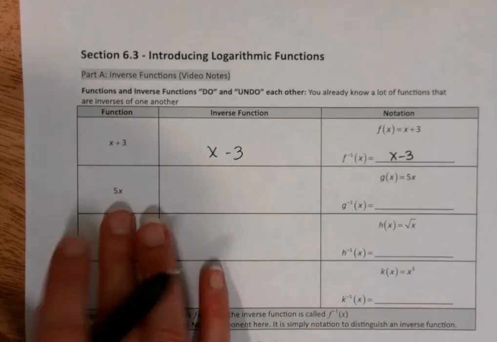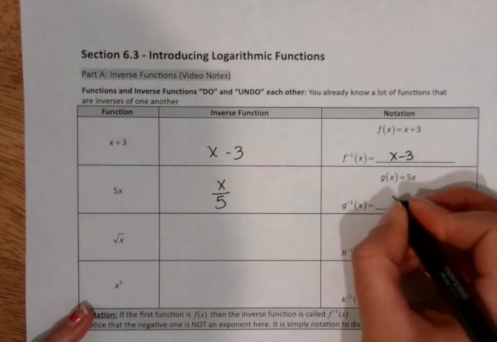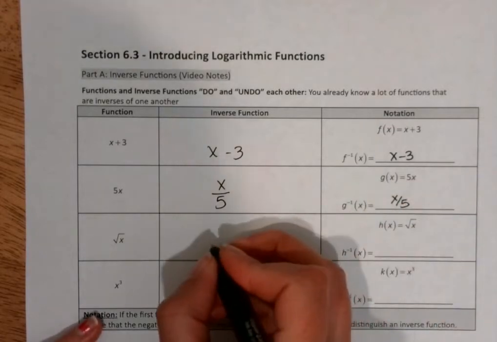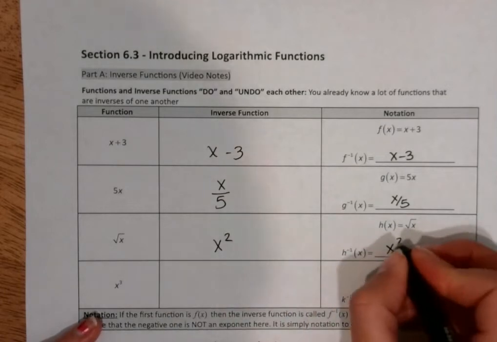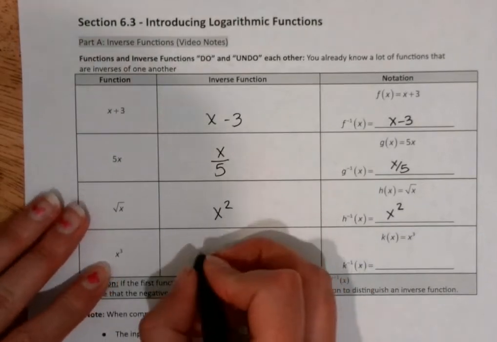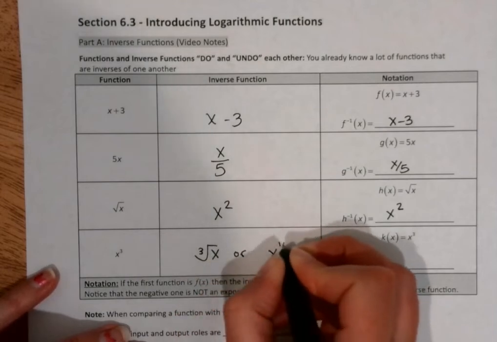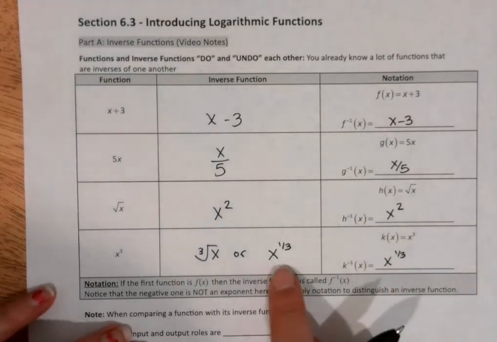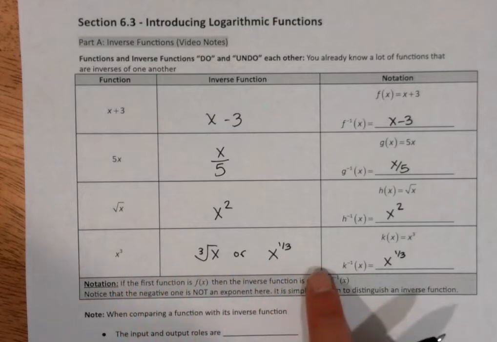If I have 5x, the opposite of multiplying by 5 will be dividing by 5. So we'll have x divided by 5 as the inverse. Square root of x, the opposite of square root is square. So h of x being square root of x, the inverse will be x squared. And if I have x cubed, the inverse would be the cube root of x. We have two ways to write that. It could be x to the 1/3 power. We're just going to use that format to keep things fresh, because 1/3 powers are also opposites of third powers. Power 3, power 1/3 being reciprocals.